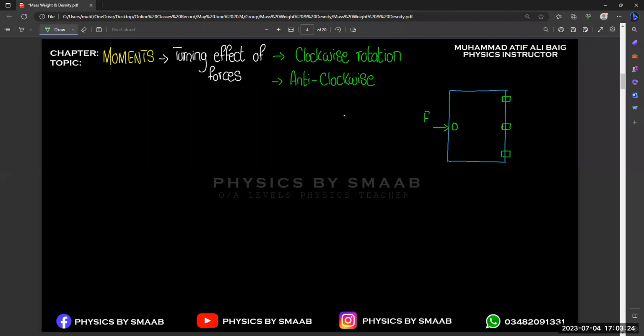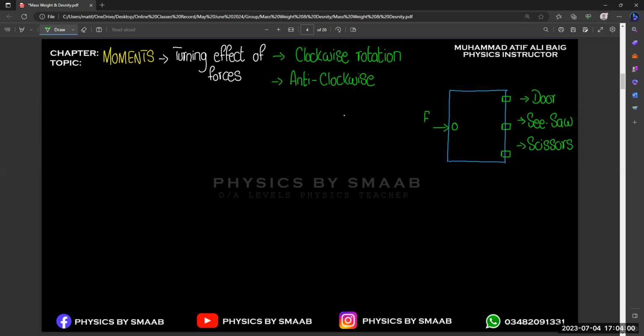There are also some factors, and multiple examples in our daily life. One we already mentioned, the example of a door, and others like a seesaw or pliers. All these examples are related to the turning effect of forces, or moment. So both are terms. Moment is the scientific term, and in simple words we can say that we are talking about the turning effect.